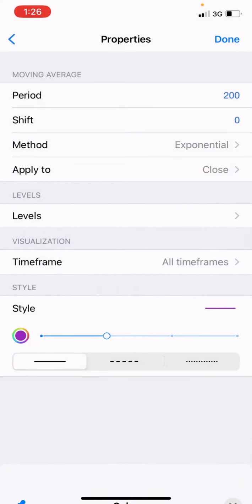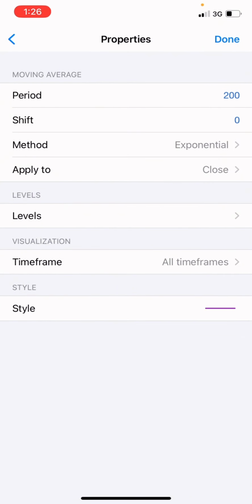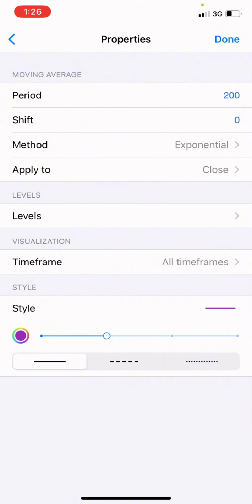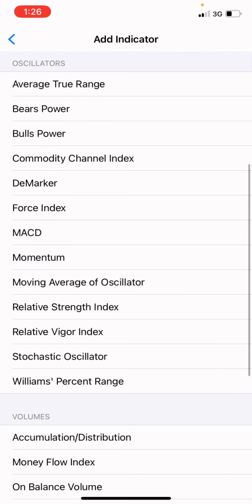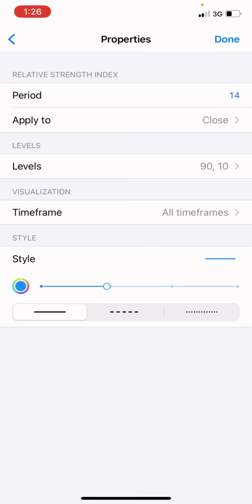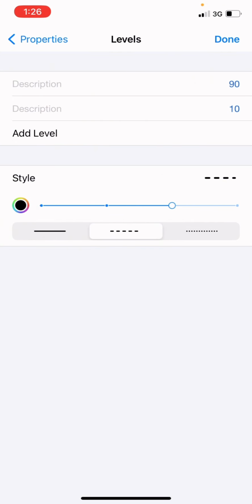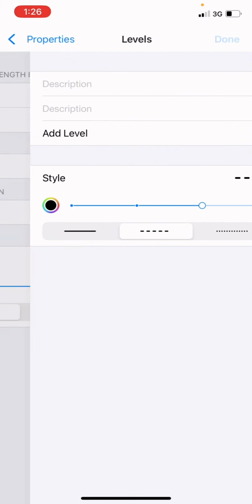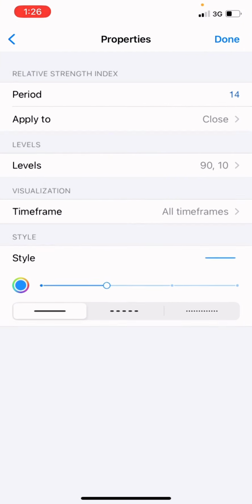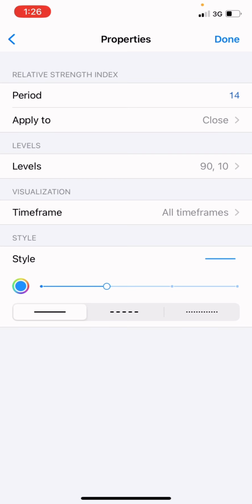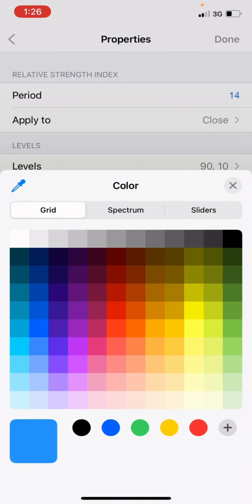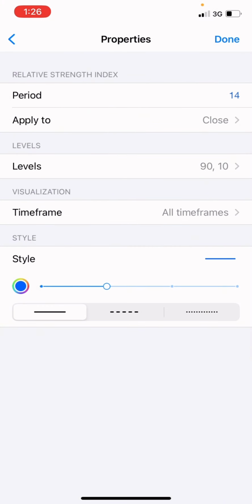After that you choose this first line right here, then you click on done. Then the second indicator, the RSI, the period on 15, apply to close, the levels on 90 and 10, just as you can see. Then the style right here is going to be 3 pixel, the style color is going to be black and the line is going to be on the middle. Then you click on done, then you see right here the style is 2 pixel, the color is blue. Then the line is going to be this first one right here, then you click on done.